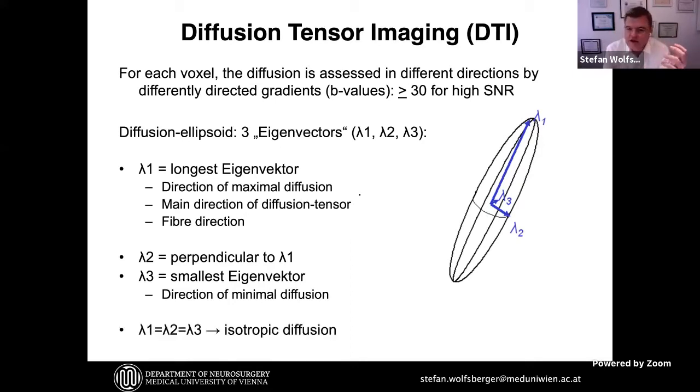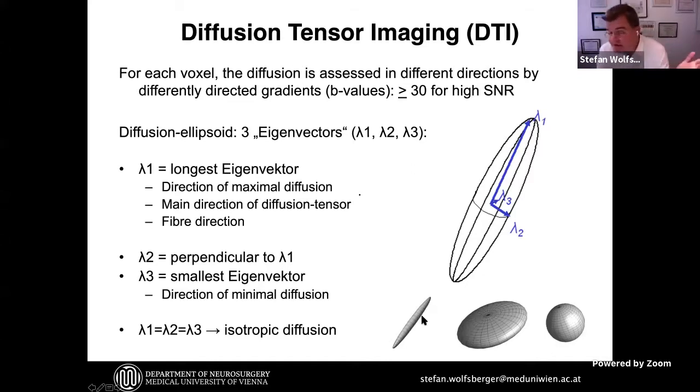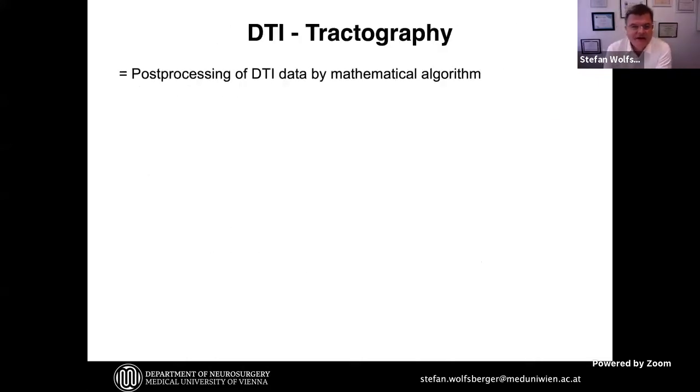So if we have isotropic diffusion, then we have this ball-shaped type of vectors. There is no maximum vector, so there is no net direction, in fact. If we have maximum anisotropic diffusion, like in fibers, we will have this cigar-shaped eigenvector, which has one main direction.